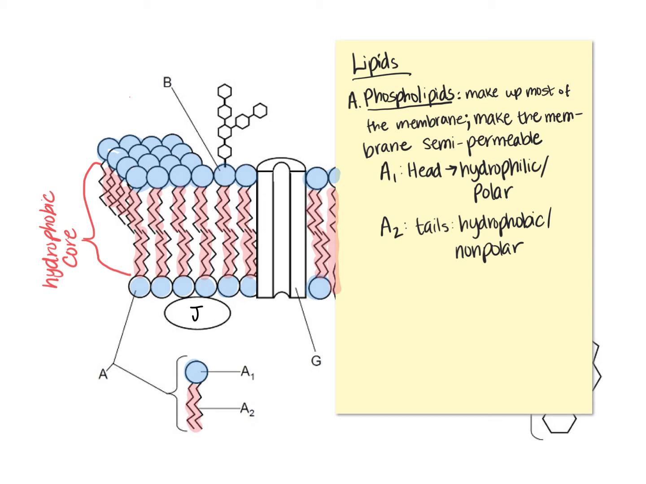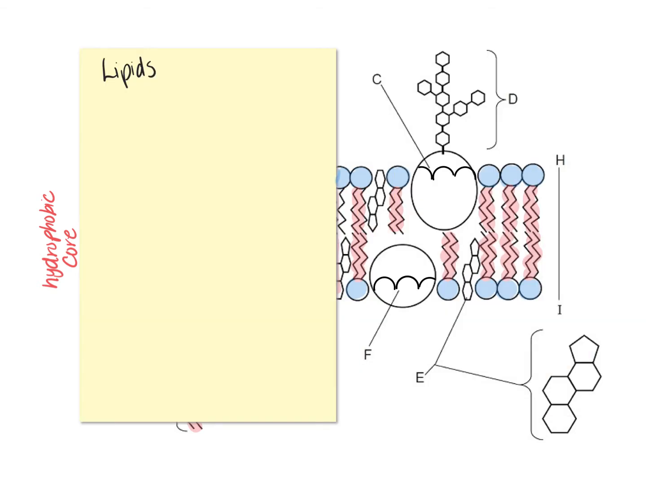The next lipid we're going to talk about is cholesterol. And it's this molecule over here. So it's identified as E. And you'll notice that it is found tucked away inside the membrane. And the job of cholesterol is to make sure that the membrane has the right fluidity. In other words, it's not too much like a liquid, but it's also not too much like a solid.